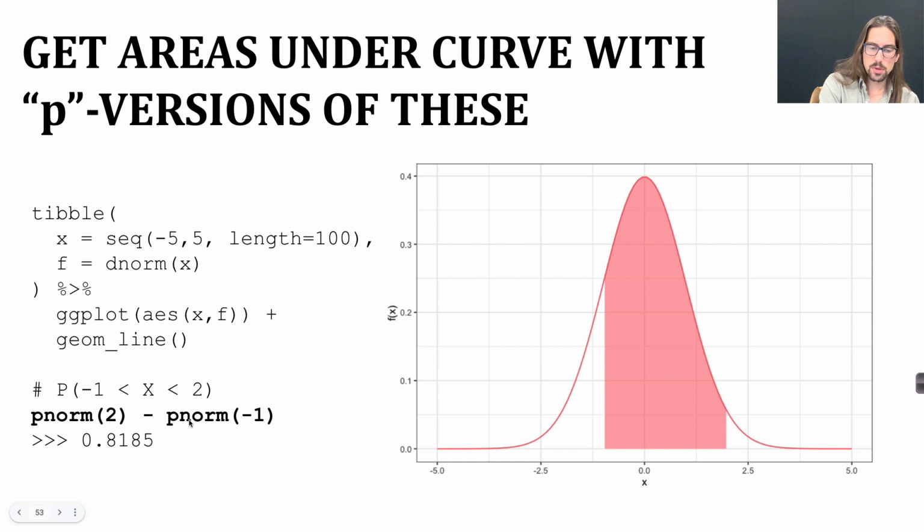Really, the reason that it's subtracting is because this pnorm function calculates the area under the curve from basically -infinity all the way to here. So this little area here is all of that area minus this area. That's why it looks how it does. But you can see you can get the exact area under the curve like that.